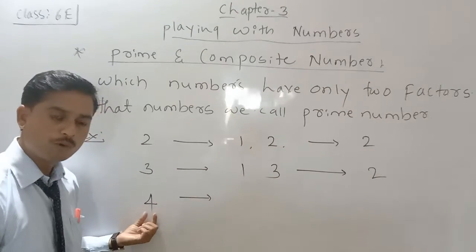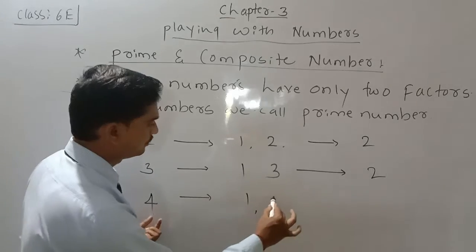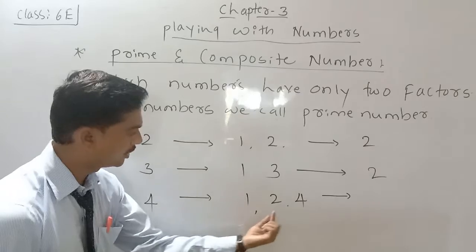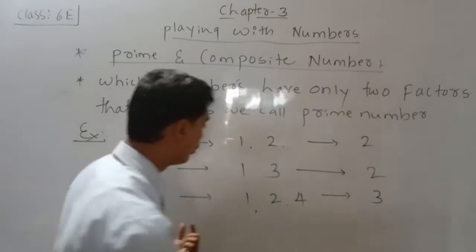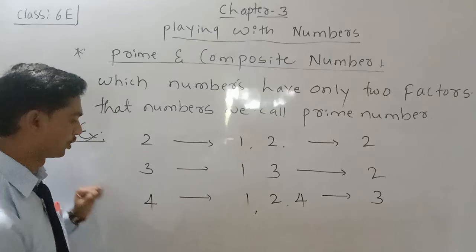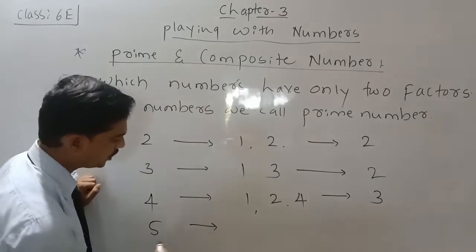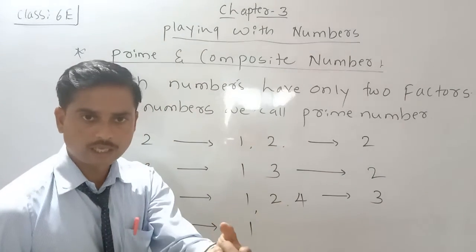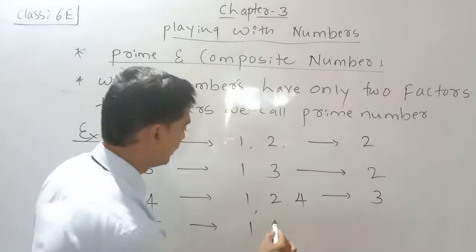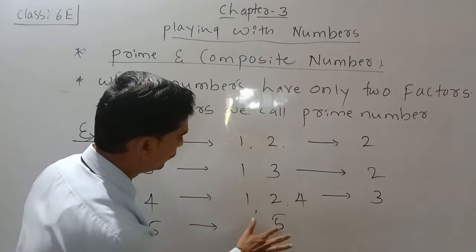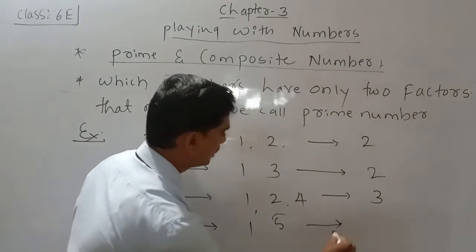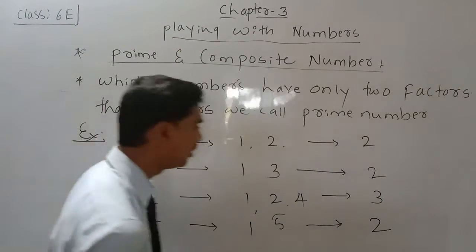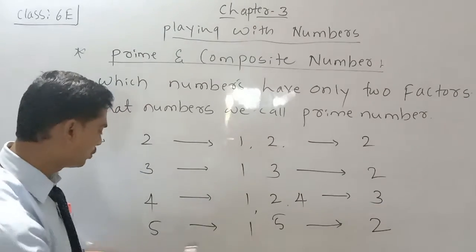And come to the next. 4. How many factors does 4 have? 1's table, 2's table and 4's table. Total number of factors how many? 1, 2, 4. 4 has 3 factors. Then come to 5. Which table has 5? Sir, the 1's table. Does the 2's table have it? No. 3's? No. 5's? Yes. The 5's table has 5. Then the total number of factors is 1 and 5. 5 has only 2 factors.